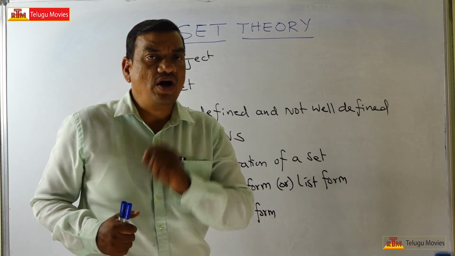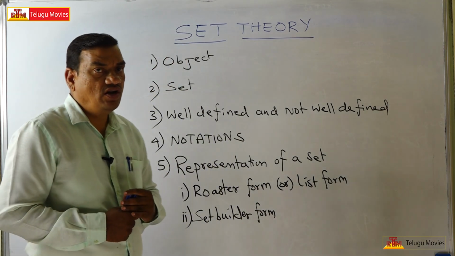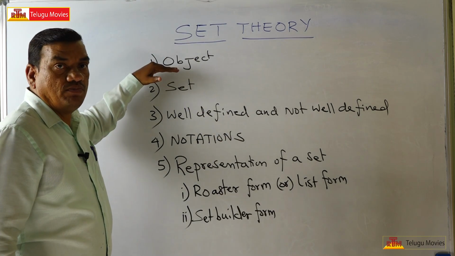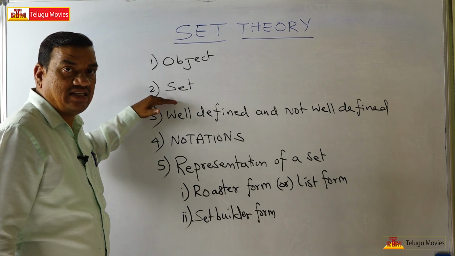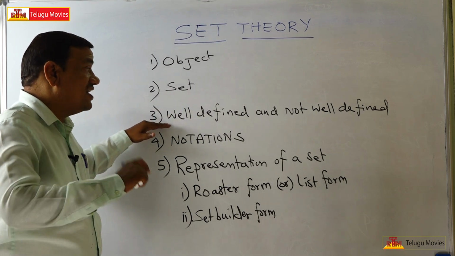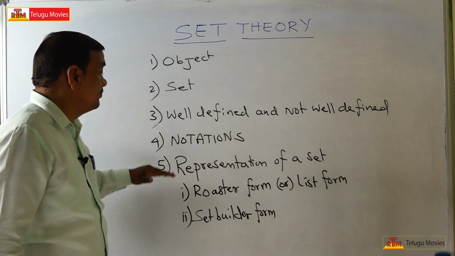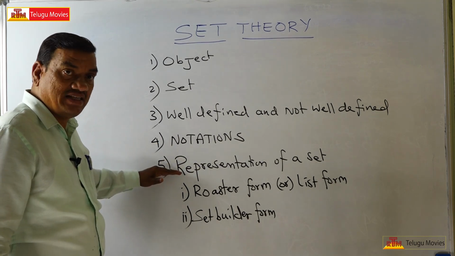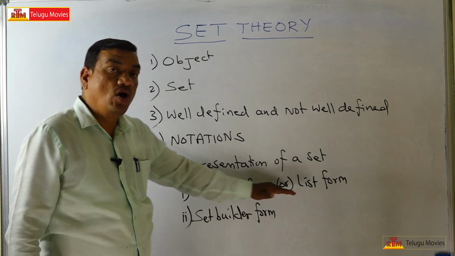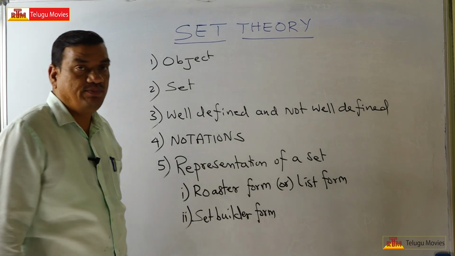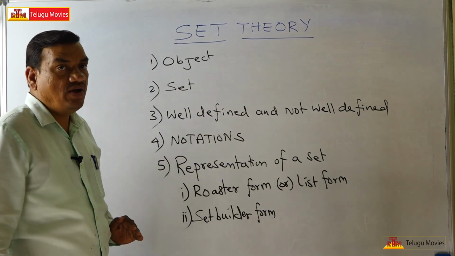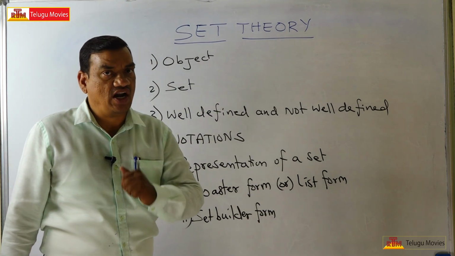Okay, now what is this set theory? Let us start our class. In this class I will start with what is an object, next what is a set, next I will explain what is well defined and not well defined. Some notations I will explain. Then representation of a set in roster form or list form and set builder form. Let us explain one by one. So let's start our class.